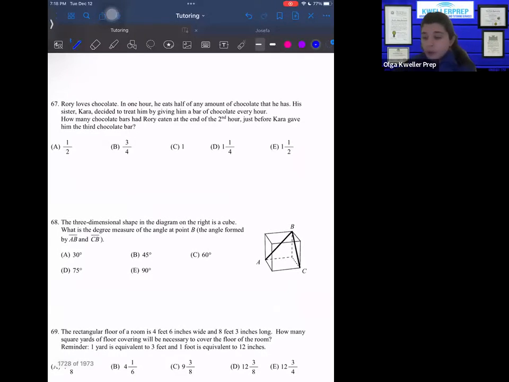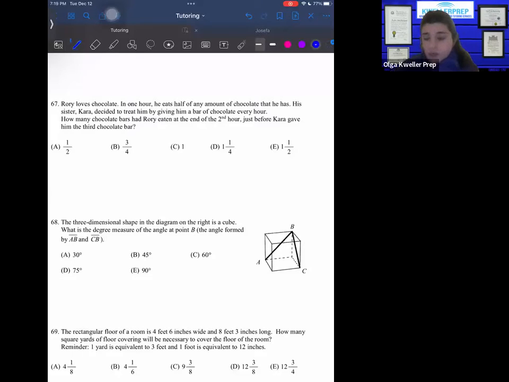Okay, so we have Rory eating chocolate. In 1 hour, he eats half of any amount of chocolate that he has. His sister Cara decided to keep giving him a bar of chocolate every hour. And the question is, how many chocolate bars had Rory eaten at the end of the second hour?